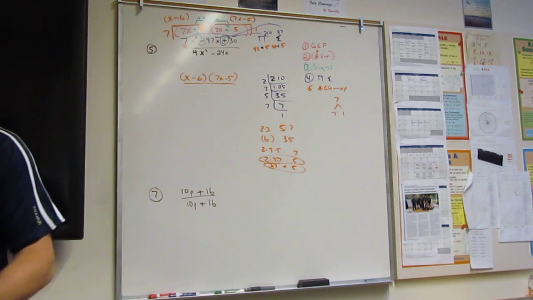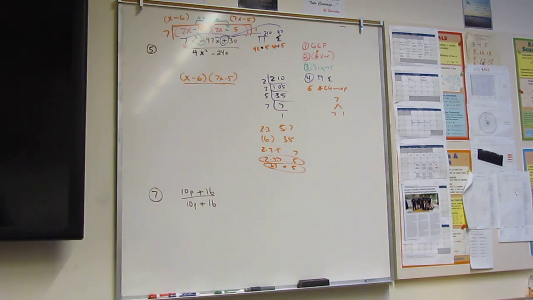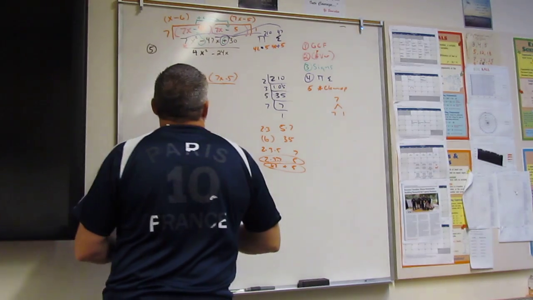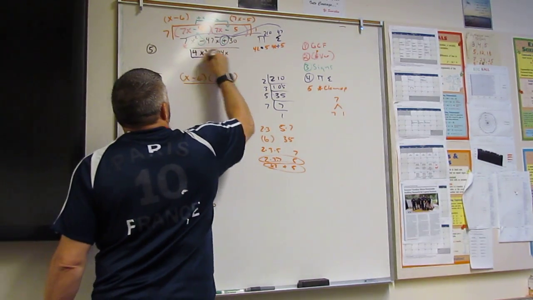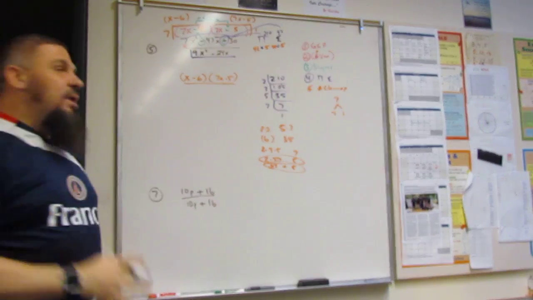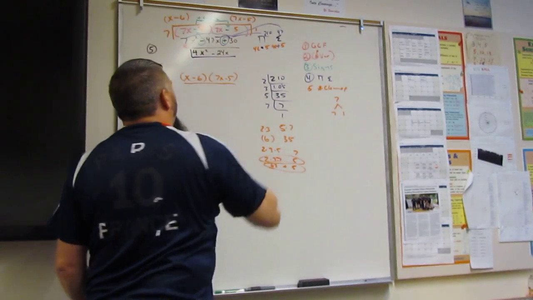So we were able to factor that first, the top part. Okay? Now we need to factor the bottom part. Again, starting with GCF. What goes into 4 and 24?